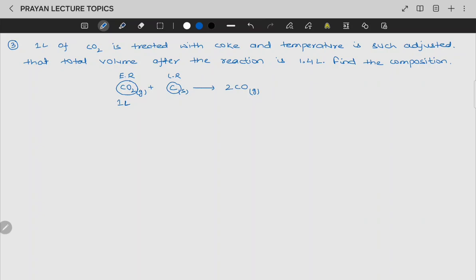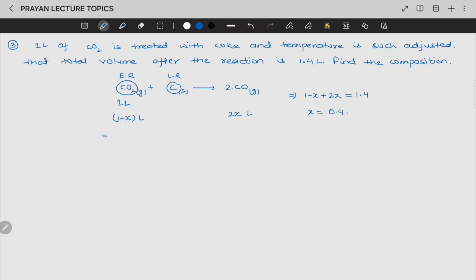So whatever carbon is present, that is completely consumed. Now, out of 1 liter, some X amount of CO2 is getting consumed. So let's say X liter of CO2 is consumed. So once the reaction is over, the volume of CO2 left will be 1 minus X liter. And 1 liter of CO2 produces 2 liter of CO. It means X liter of CO2 should produce 2X liter of carbon monoxide. So the total volume will be equal to 1 minus X plus 2X, and that is given as 1.4. It means X will be equal to 0.4.